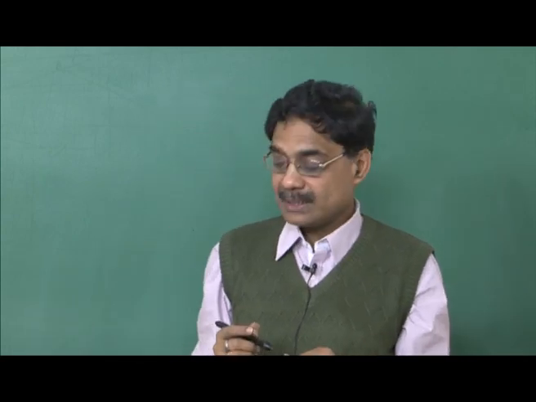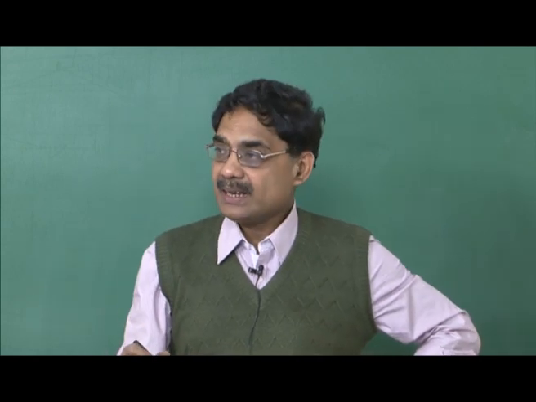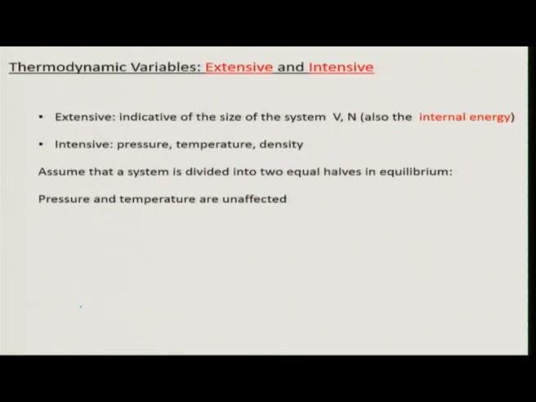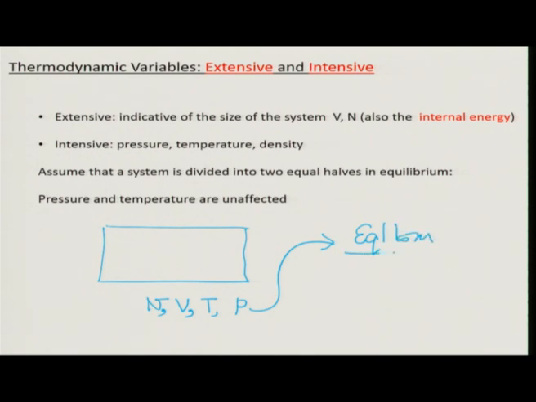Now, since I mentioned thermodynamic variables, I must say that they are of two kinds. One is extensive, other is intensive. Let me define what I mean by extensive and intensive thermodynamic variables. Let us take a big system described by N, V, T, P, and things are in equilibrium, which means that nothing depends on time. So, they have a fixed value, constant in time value.